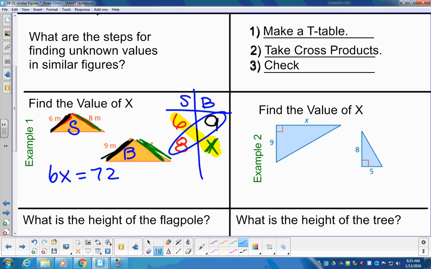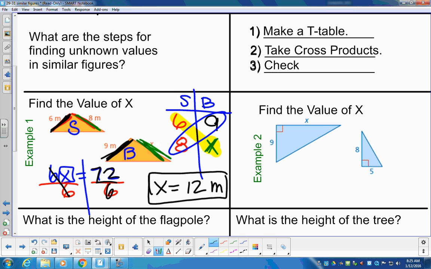As you know from the hand method, our job is to get the variable x alone. This is a multiplication problem. To undo the multiplication, we will divide by 6. Copy, paste. We end up with 1x equals, on the right-hand side, 72 divided by 6. 72 divided by 6 is 12 meters. So that unknown x value is 12 meters, doing exactly what we did yesterday, but with similar figures.